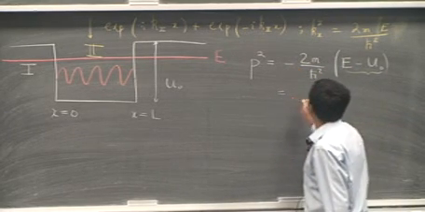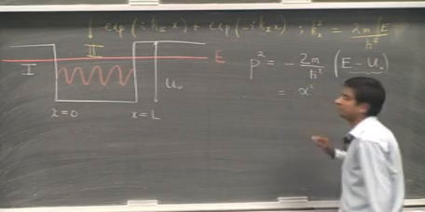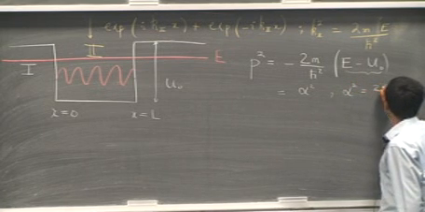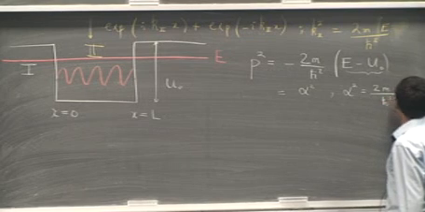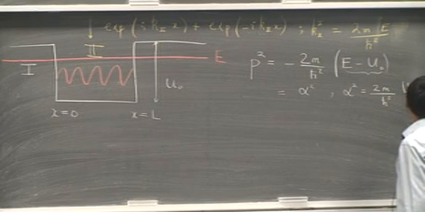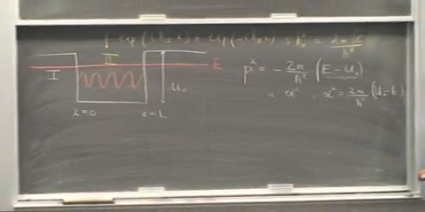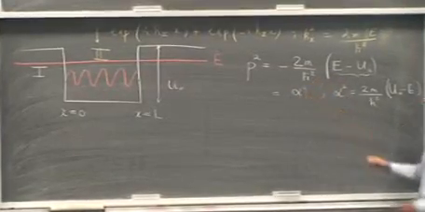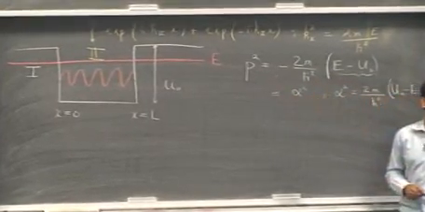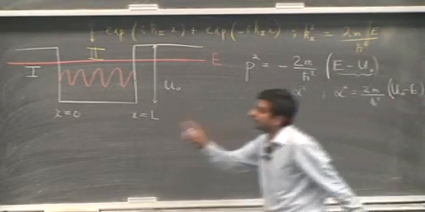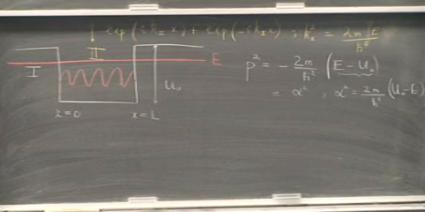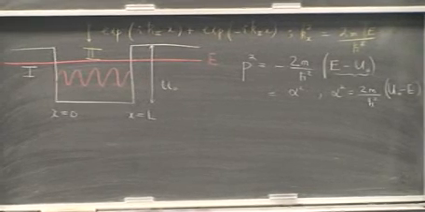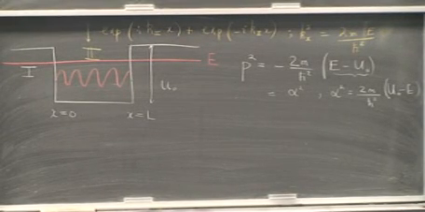So I can write this to be alpha squared, where alpha is positive, and alpha squared is defined as 2m over h bar squared (u naught minus E). It's a positive number. Alpha squared is always a positive number because the square of anything is positive. So p squared is now a positive number. Previously, in this case, p squared was a negative number. Therefore our solutions had an iota in the exponent, because when we take the square root you get an iota term here.